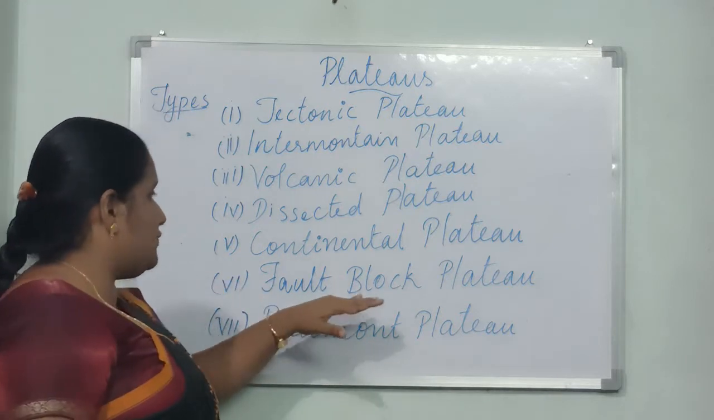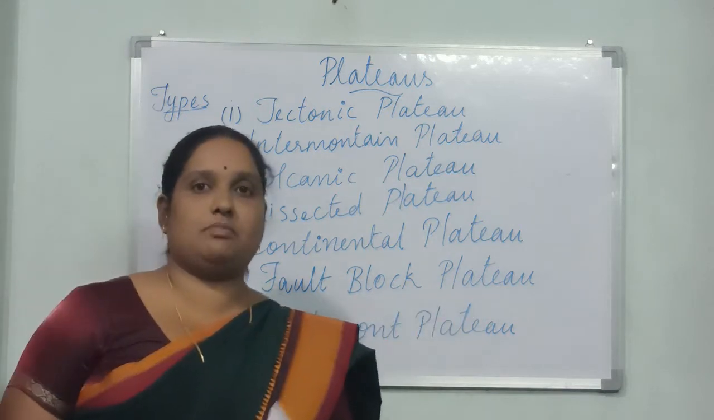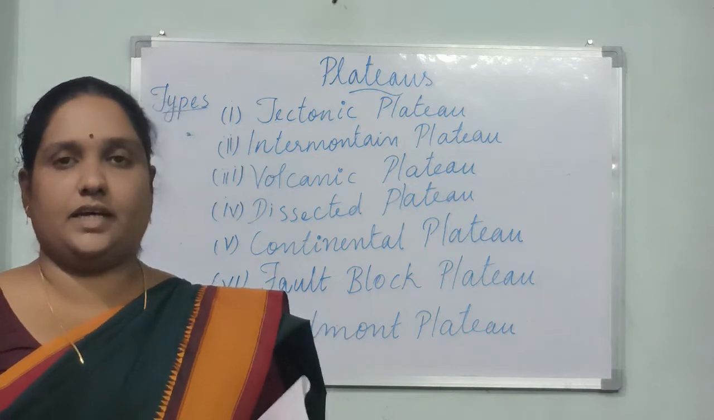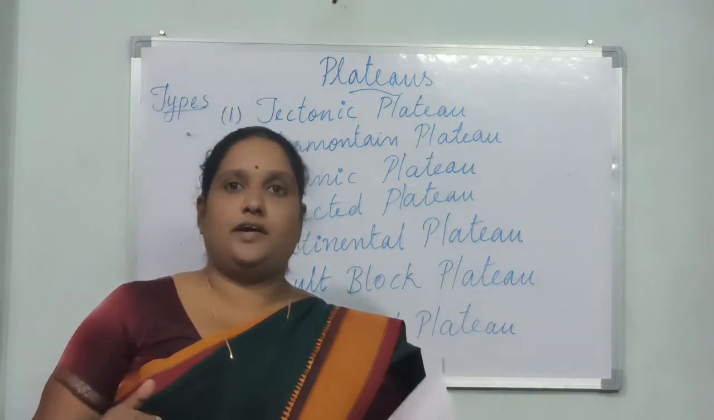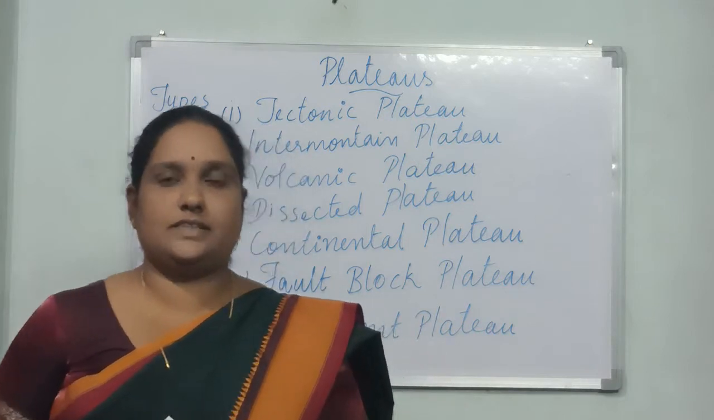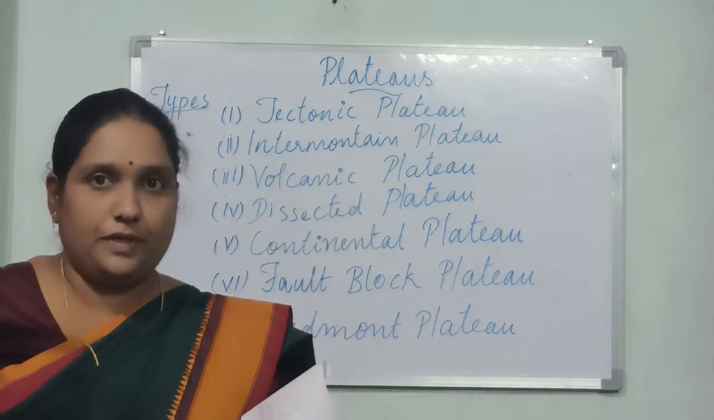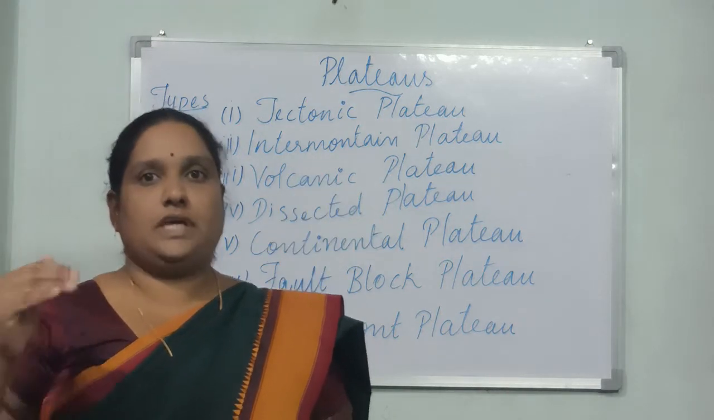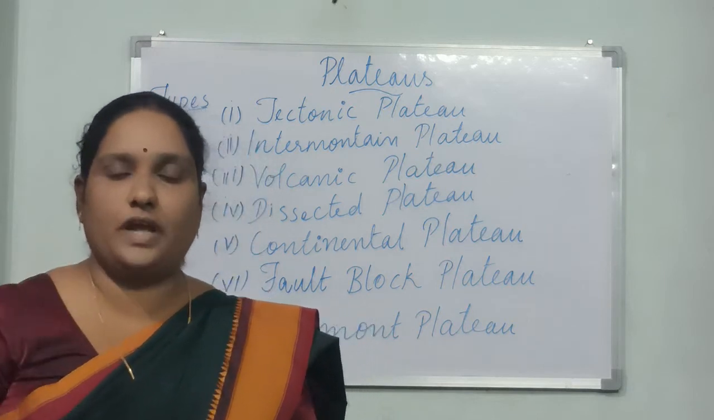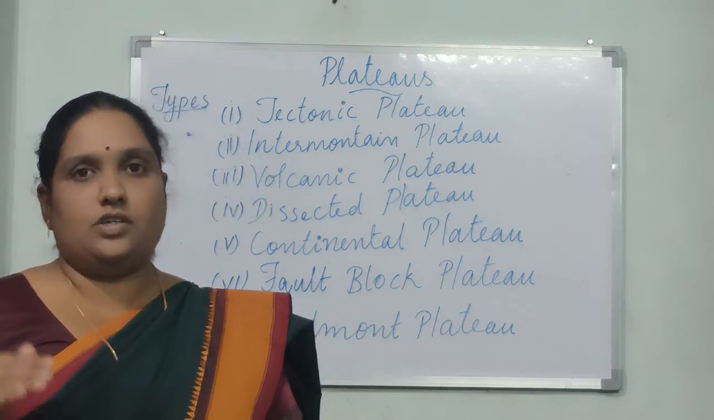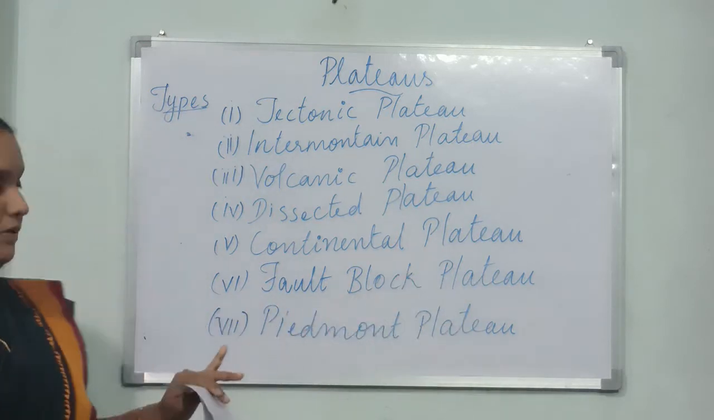The next one is the fault block plateau. Fault block plateaus are formed due to some disturbances inside the earth. Sometimes, like how block mountains are formed, some part of the earth, due to internal disturbance, will collide, or be uplifted, or move down. That means from the plain area they move down or they are raised. Such fault block plateaus can be seen in many places.